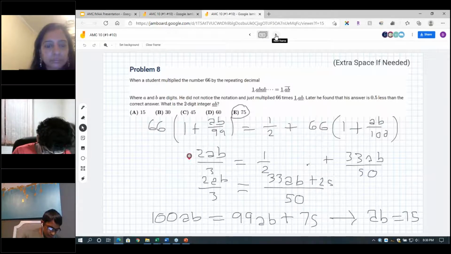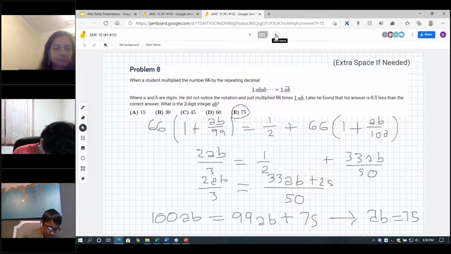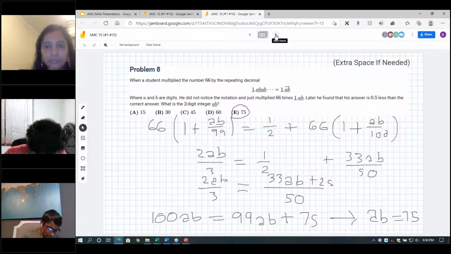So we can get both of these fractions on the right hand side onto one fraction. That's just done by changing the 1/2 into a 25 over 50 and then adding it. So we have 2AB over 3 is equal to (33AB plus 25) over 50. Now we see that the least common multiple of 3 and 50 is 150. So if we multiply both sides by 150, we end up getting 100AB is equal to 99AB plus 75. If I bring the 99AB to the other side, I simply get AB is equal to 75.